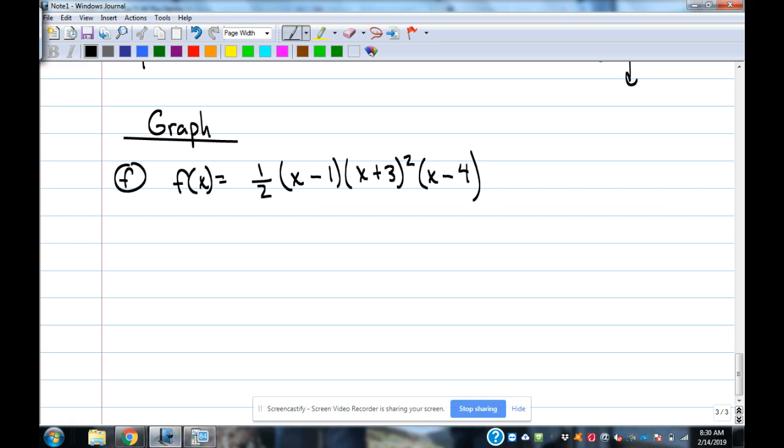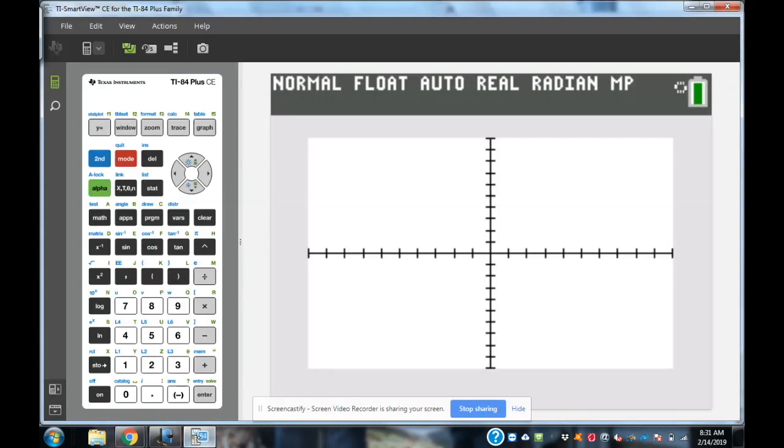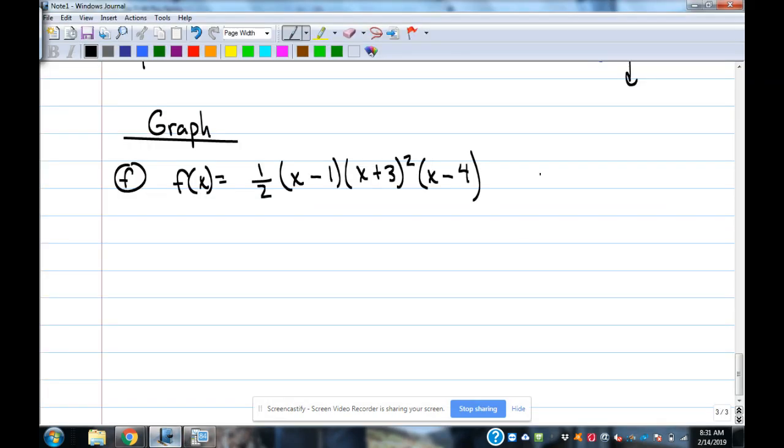So the graph crosses the x-axis at 1 and then touches the x-axis at -3 and then crosses the x-axis again at +4. We see that happening there. Notice the numbers that are in our factors. That's where the numbers are coming from.